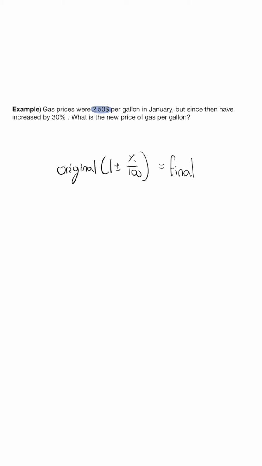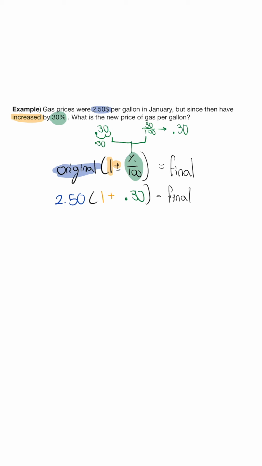So the $2.50 is going to represent our original because that's what we have before any percent change. And then we're going to use 1 plus because we're told that they increased by 30%. And then we're going to plug in the 30% as its decimal form by moving the decimal over to the left twice or dividing by 100, and we get 0.30. Now we're just going to add and combine. So 1.3 times 2.5, we get 3.25, which would be the new price of gas per gallon.